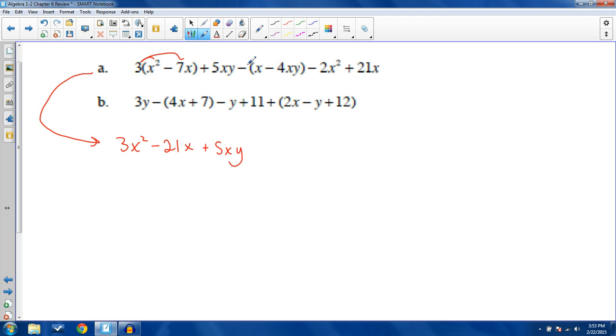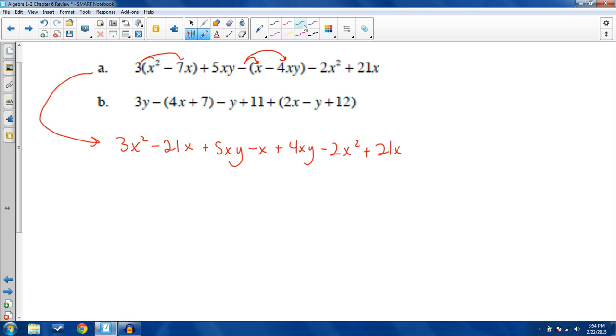Now here's a minus. You have to distribute the negative into the x and the negative 4xy. If you were with me at the very beginning of the year, we did a lot of this, and we did it in a lot of different ways. It took some time, but you made sure that you got it properly. Negative times a negative is a positive. That's where we're getting plus 4xy. Minus 2x squared plus 21x.